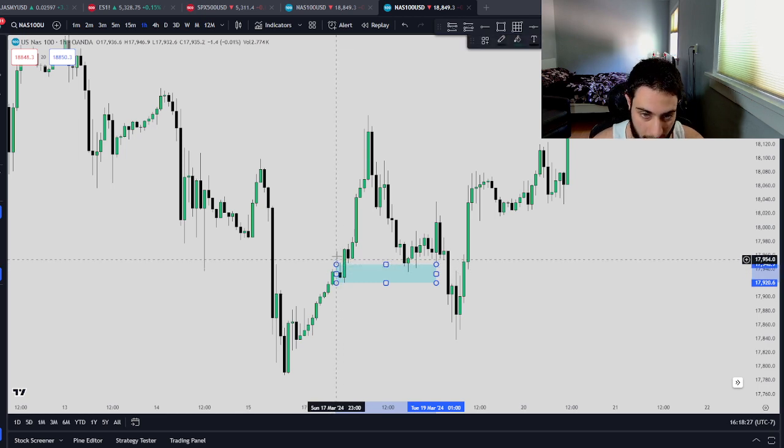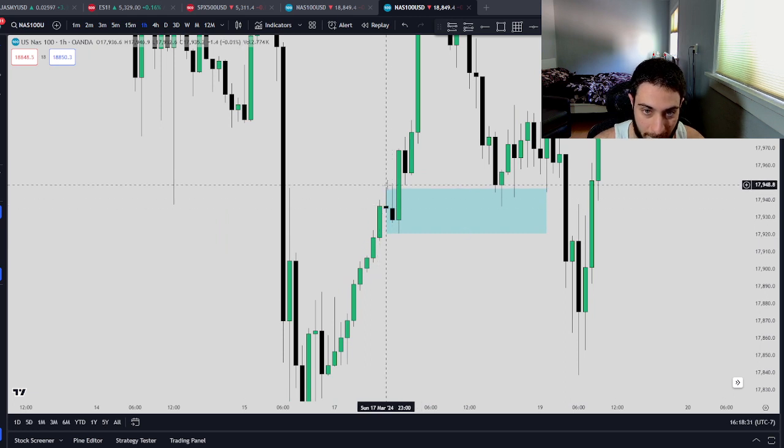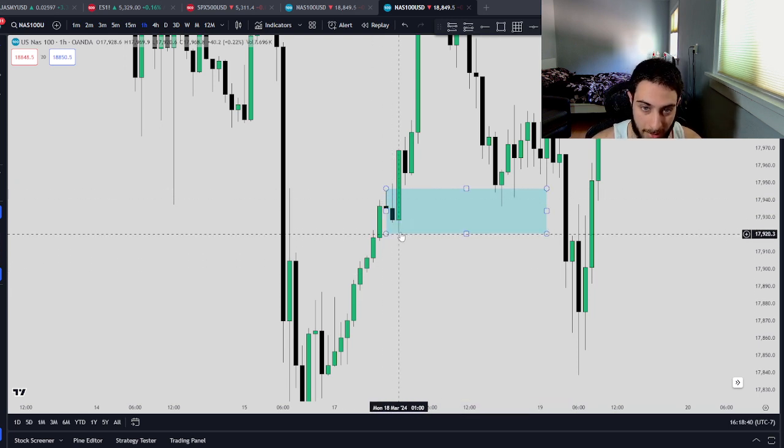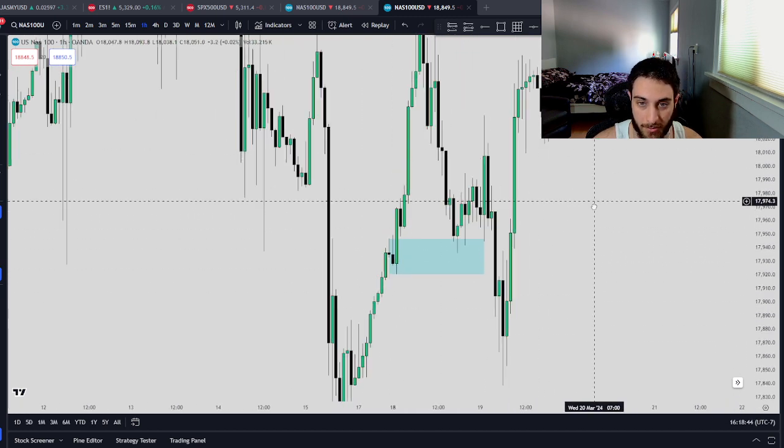So the high is the green candle to the black candle, right? Green and then black, this is the highest point. I don't care if this point went higher. I only care about green and then black. Green and then black, that's the high point. Black and then green, that's my low point. Mark the high and the low point. That's the retracement order block.